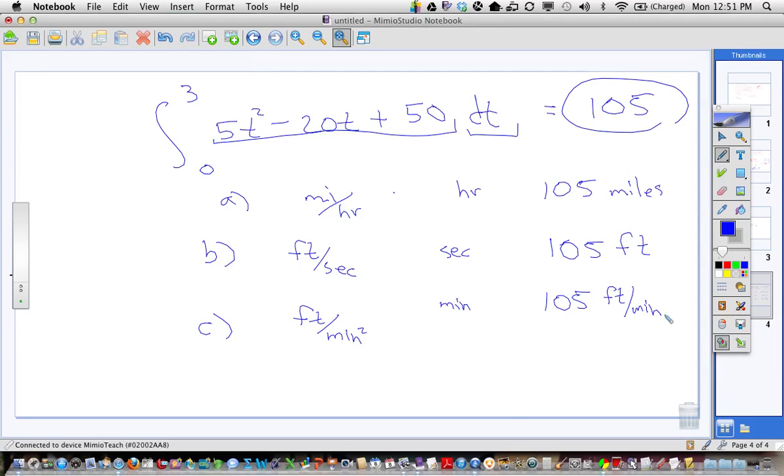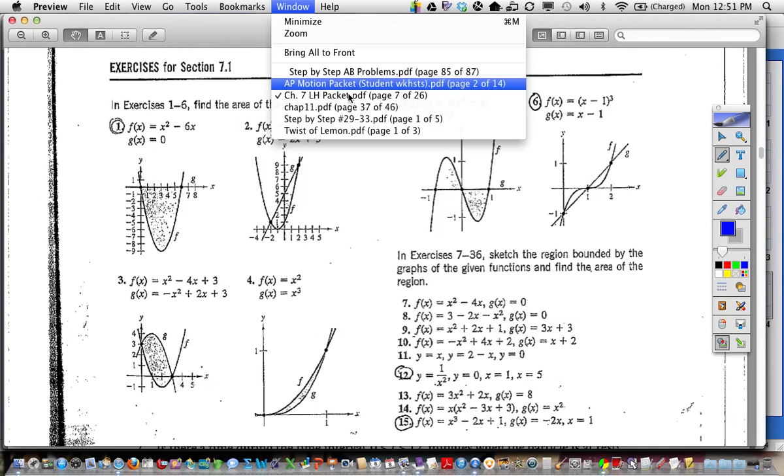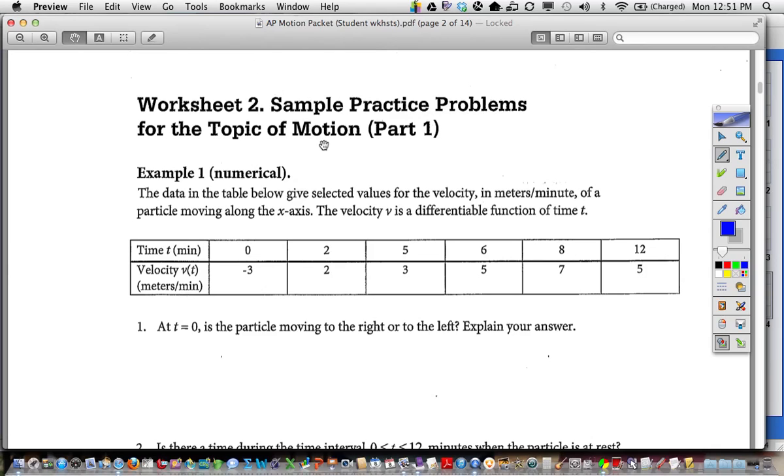It's going to come up in the free response questions in our test review stuff quite a bit. All right, let's move to that motion packet, and I want to go to this page right here, the worksheet 2 page. This is the older one, not the one where we did the fill in the blank. This is the older motion worksheet packet.